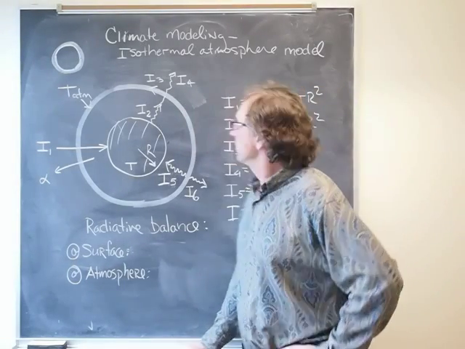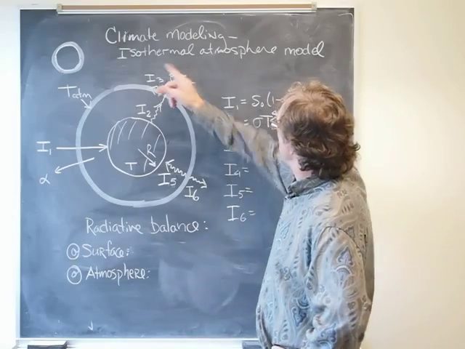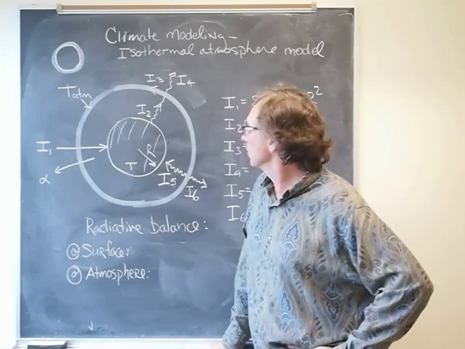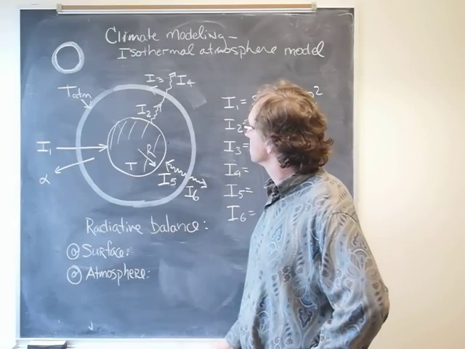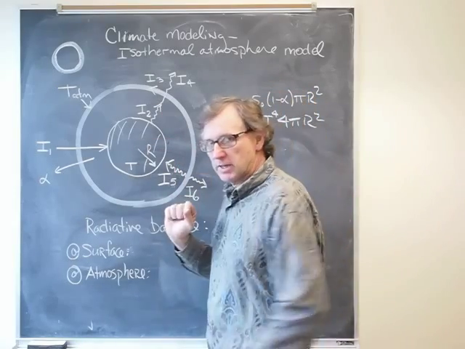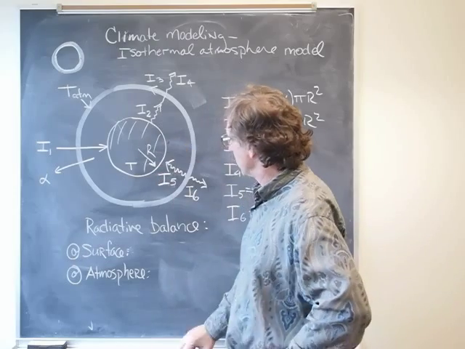Hi, I'm Stephen Eshiba, and I'm going to talk to you a little bit about modeling an isothermal atmosphere around the planet. So here's my depiction of planet Earth. Here it is. Got some radius r.